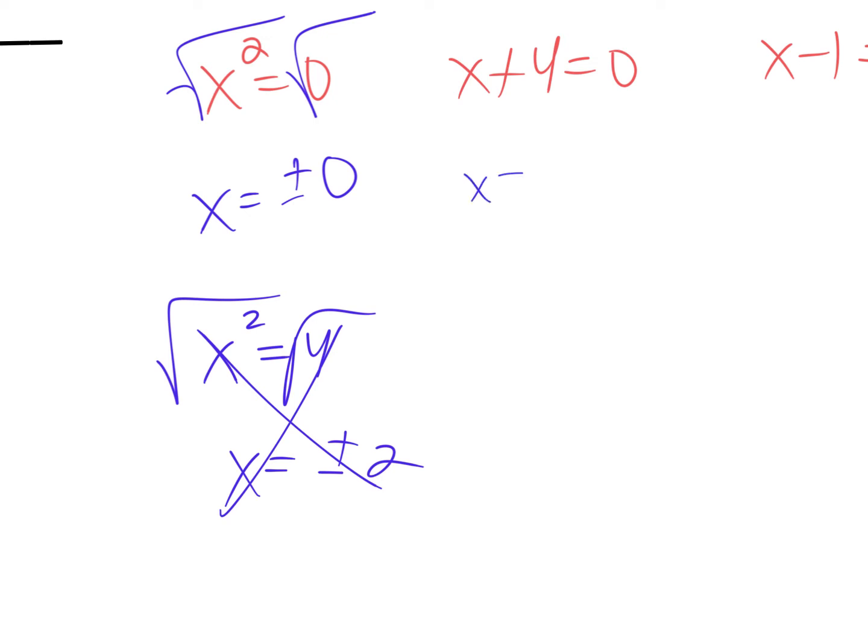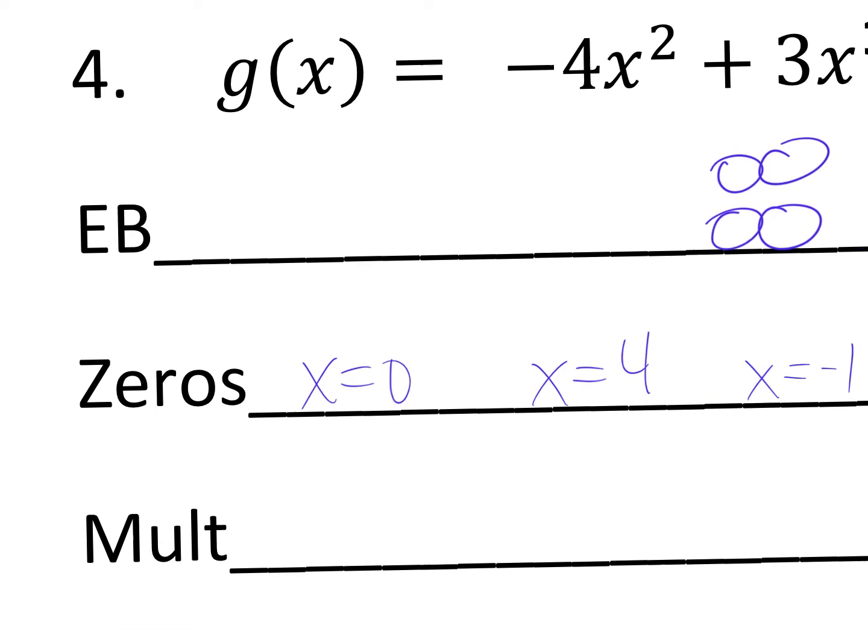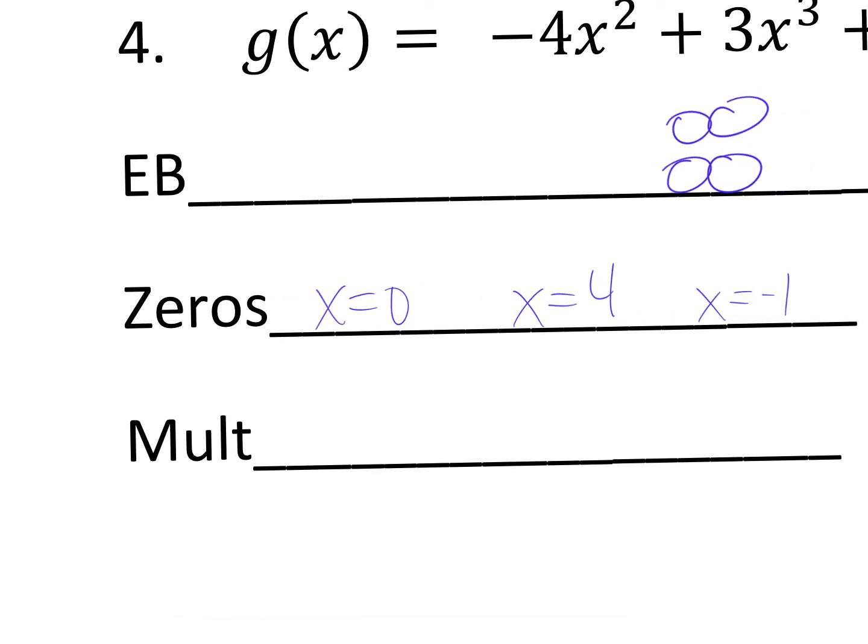So here I have x equals -4, and I have x equals 1, right? So when I write out my zeros, you can write 0 twice if you want to. You don't have to. I have x equals 0, x equals 4, and x equals -1, right? So tell me about the multiplicity. Do you have multiplicity here at 0? Yes or no? Yes, how many times? 2 times. That's really important.